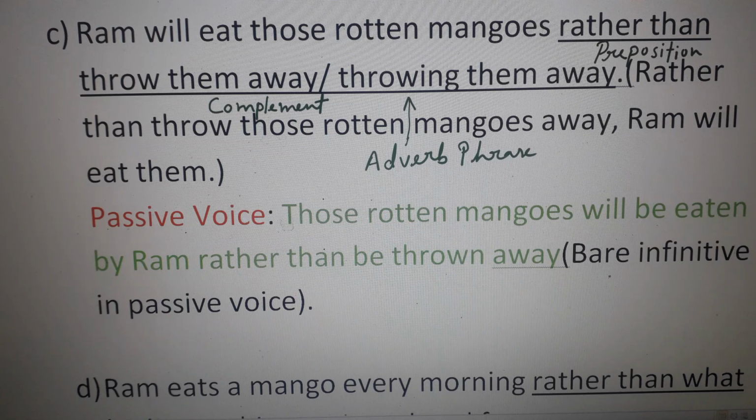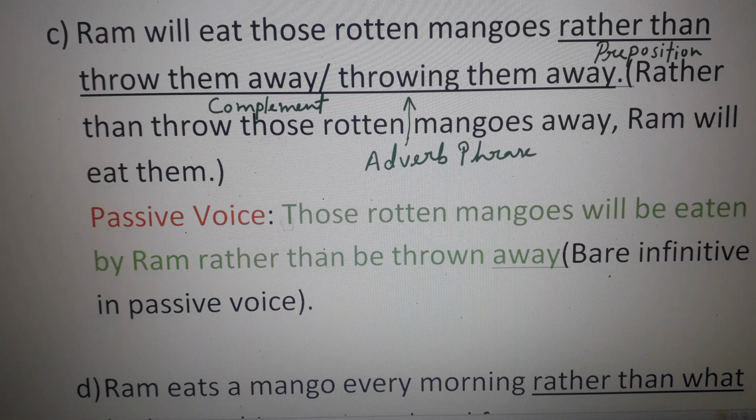Here again, rather than phrase is functioning as an adverb phrase modifying or qualifying the verb eat. This rather than phrase can be placed initially, that is, rather than throw those rotten mangoes away, Ram will eat them.